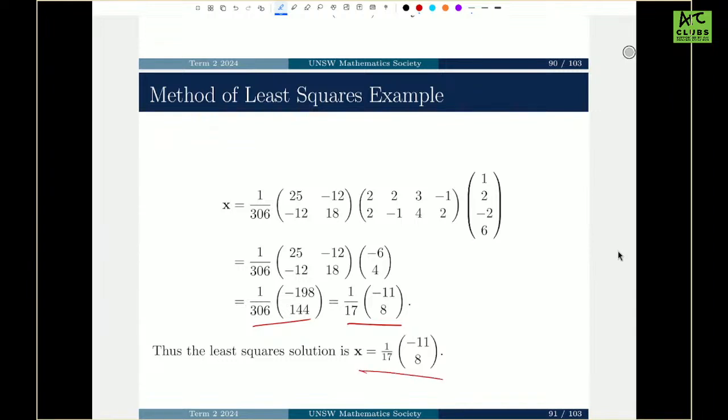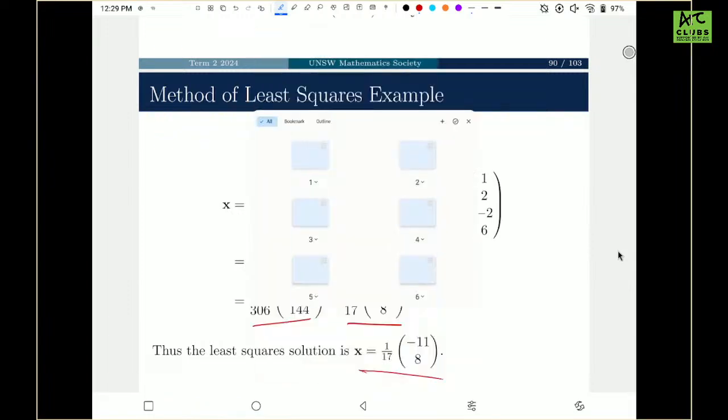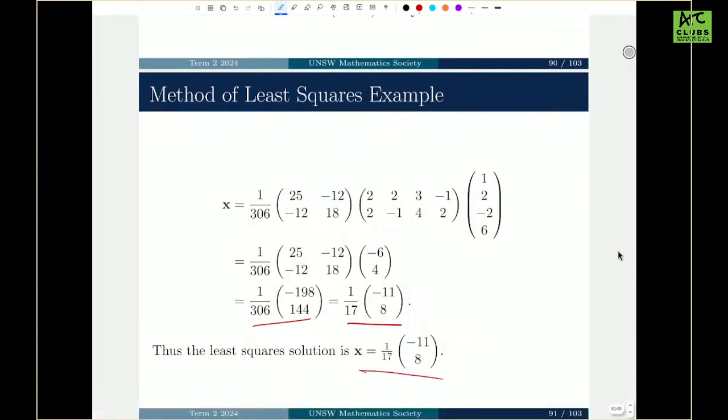It's as simple as that. If you know the formula, it'll come out very, very quickly. So that's all there is to inner product spaces.